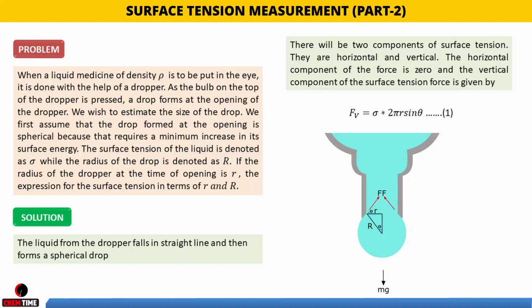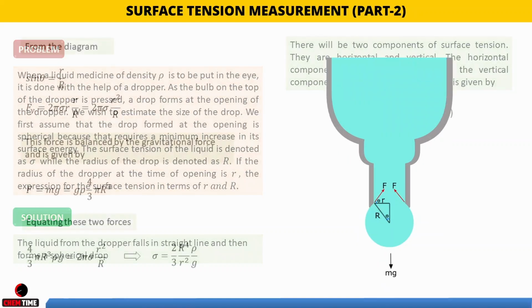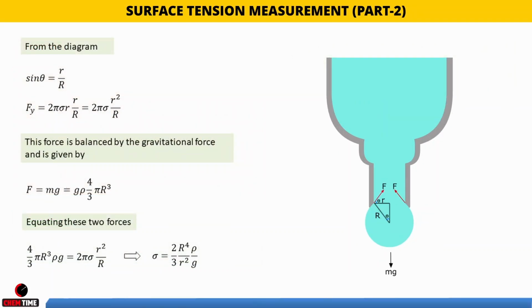And there are two forces that influence this particular drop. The gravitational force pulls the liquid down and is opposed by the surface tension force. And there are two components of the surface tension force. The horizontal component of the surface tension is 0, and the vertical component of the surface tension is given by 2 pi sigma r sine theta, where theta is the angle between the drop and the dropper. Now, the sine theta can be expressed as small r by capital R.